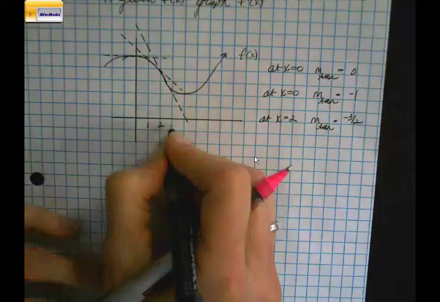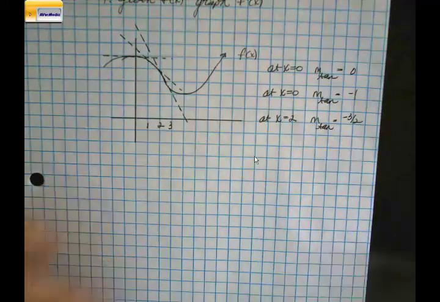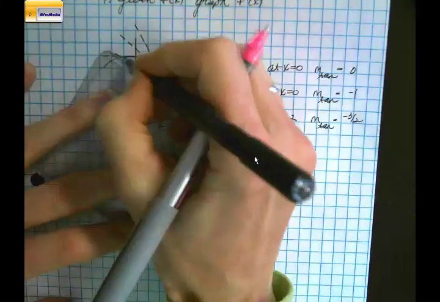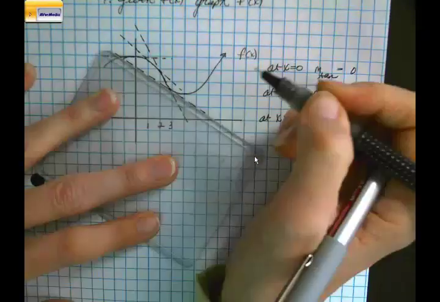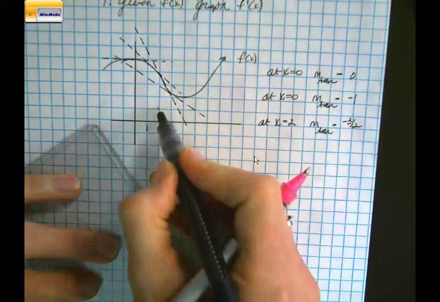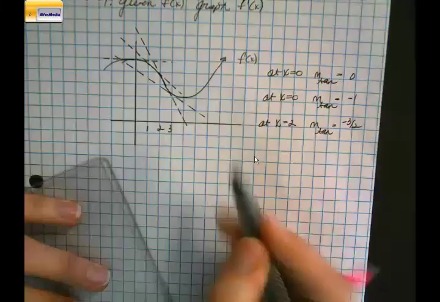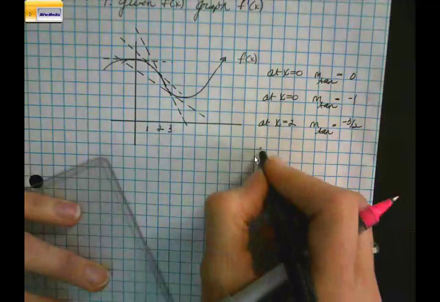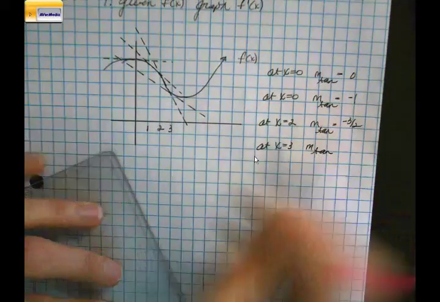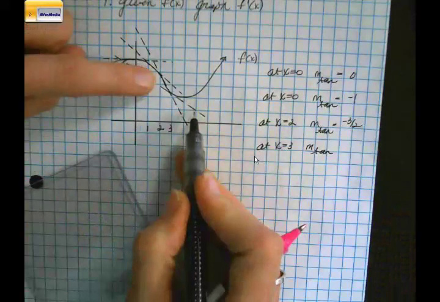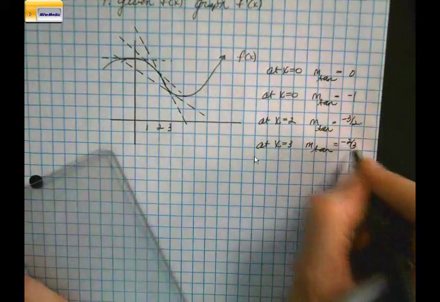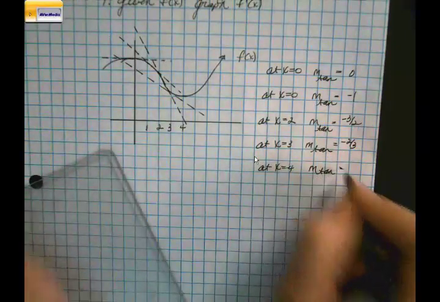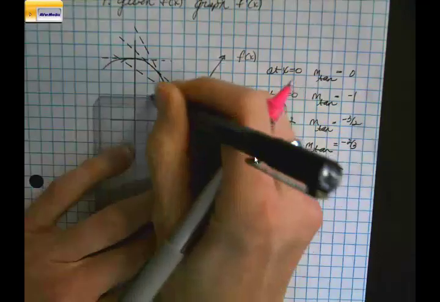Okay, so now at 3, when x is 3, right here is your tangent line. Okay, and I'm going to say the slope of that one. What do we say? Negative 2/3. Okay, at x equaling 3, the slope of the tangent line looks like a negative 2/3. Okay, you can see how fun this is. Okay, at x equaling 4, the slope of the tangent line looks like what? 0 again.